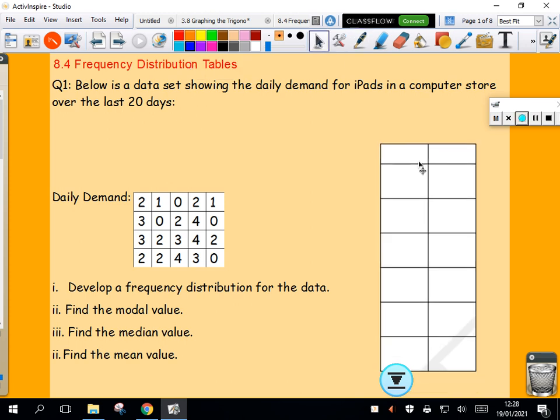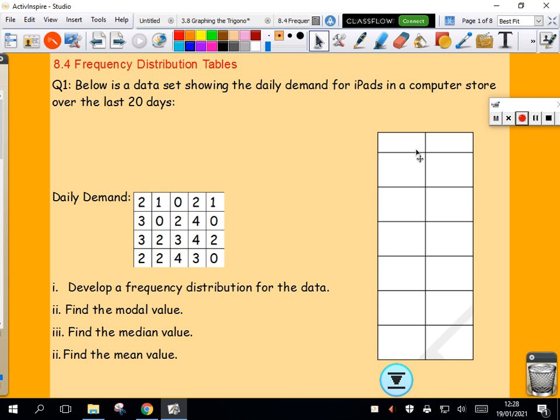One of these ways of organizing and displaying data is through something called a frequency distribution table, or just a frequency table or a frequency distribution. So here's a question. It says, below is a data set showing the daily demand for iPads in a computer store over the last 20 days.